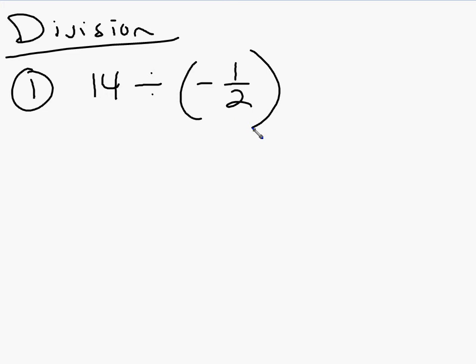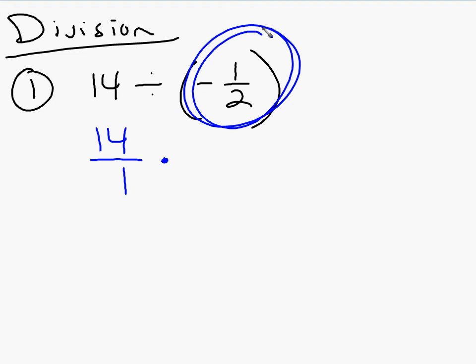Well, we learned when we did division with fractions that when you divide by a fraction, can anybody finish this sentence? You multiply by the reciprocal. Good. The reciprocal means we flip the second fraction only. So this becomes 14 times negative 2 over 1. Right? And don't I have a positive times a negative? So my answer is going to be negative.